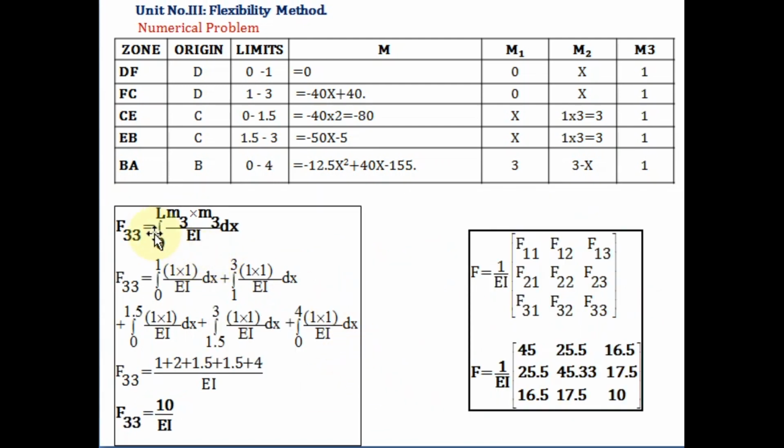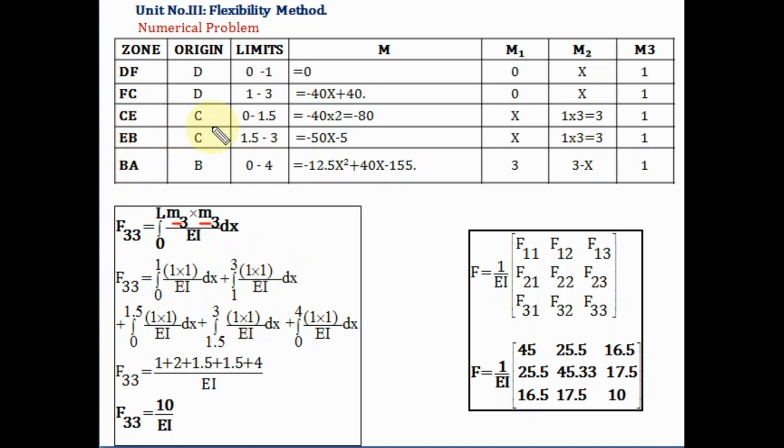Then the last flexibility coefficient is F33. Here we have to multiply M3 by M3, so all the values of M3 are 1. For the first zone DF, the limit is 0 to 1, so 1 multiplied by 1 upon EI into dx. For zone FC, the limit is 1 to 3, 1 multiplied by 1 upon EI into dx.